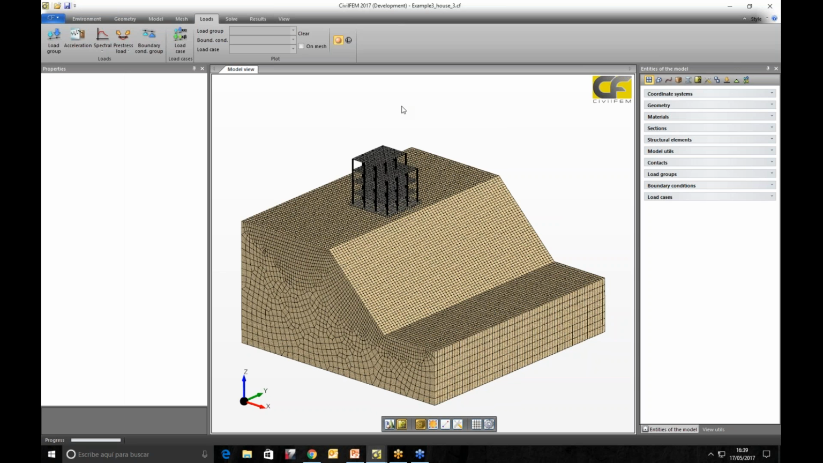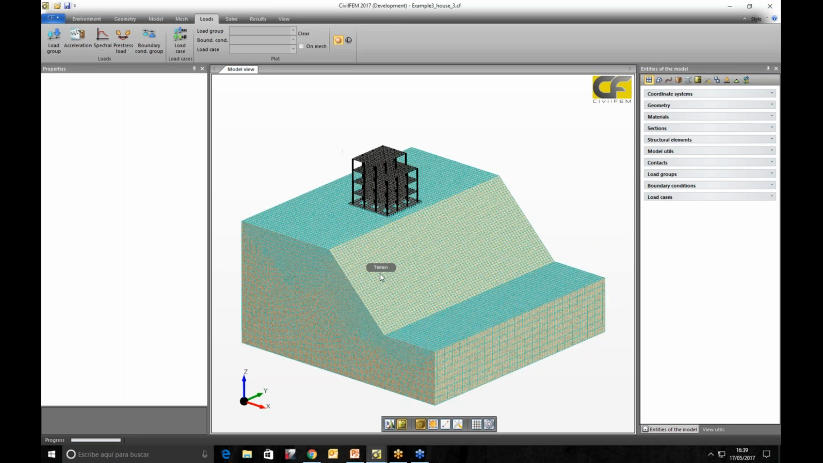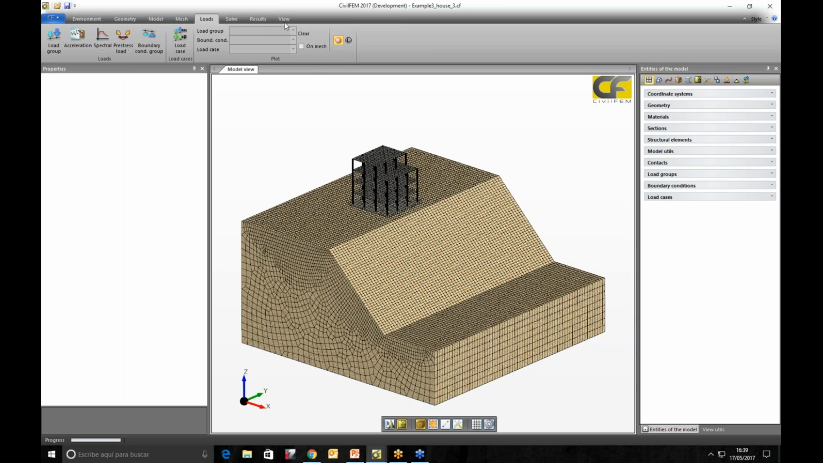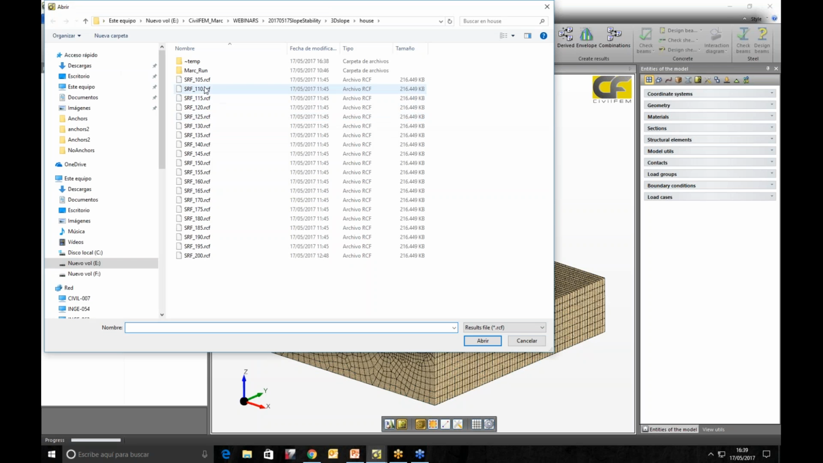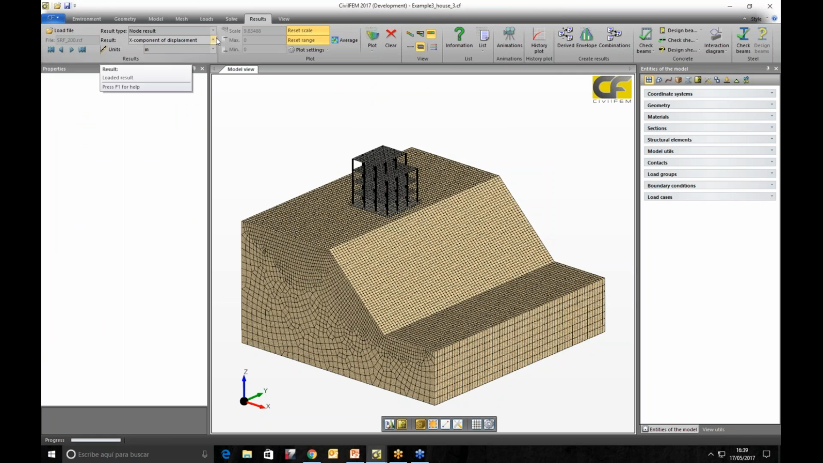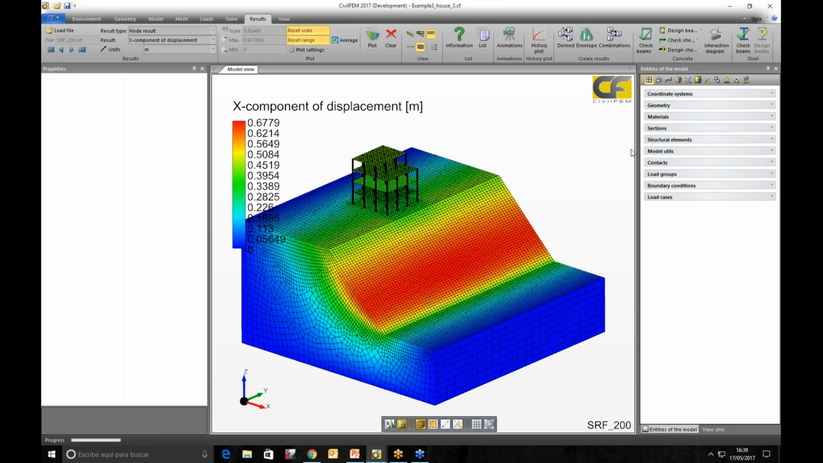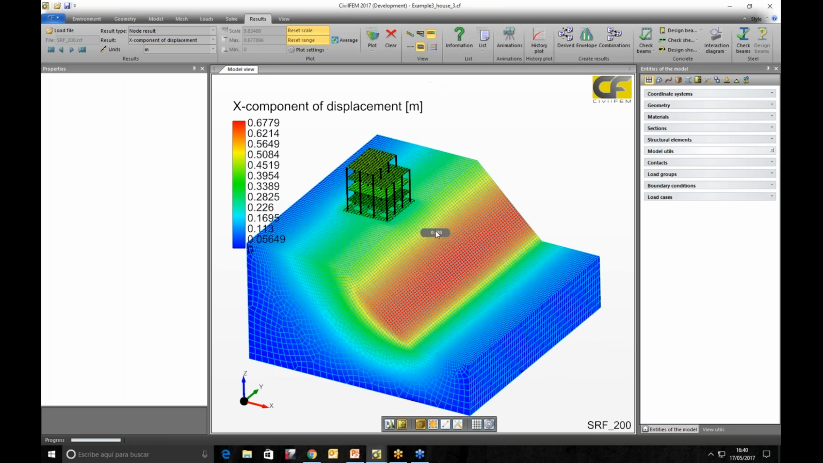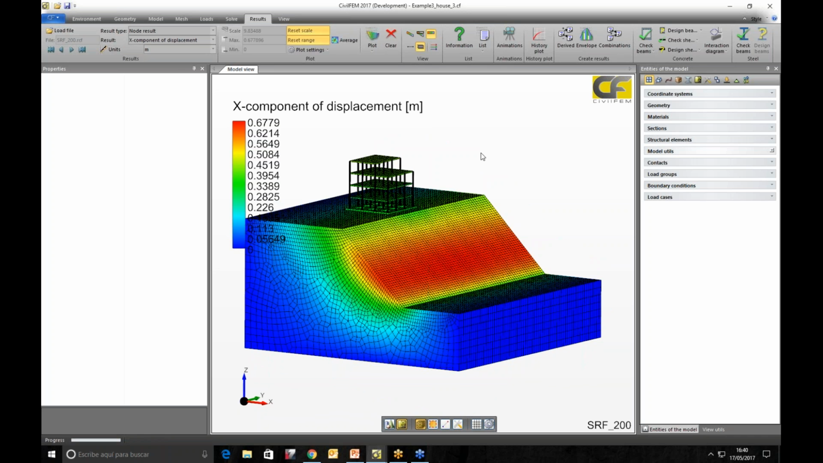In this case, we started with a safety factor of 1.05 and increased it by 0.05. As we have a bigger model and every result file is big, we decided to reduce the number of files to be created. If we open the result files, we can see that we started with 1.05 and the model stopped at 2.0. If we plot the horizontal displacement, we can see that the slope has more or less the same displacement all over.